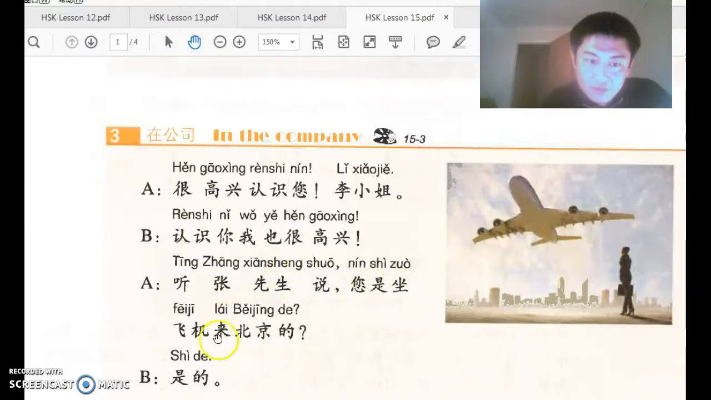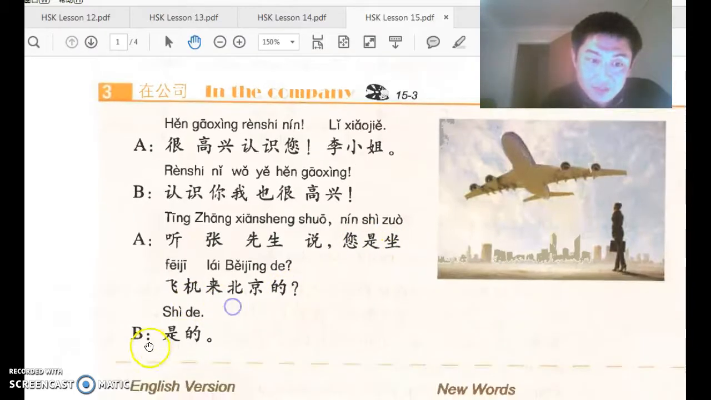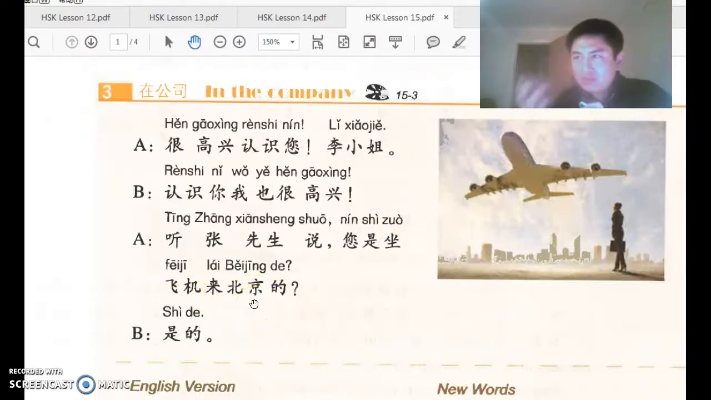您是坐飞机来北京的? It is by airplane that you came to Beijing. 坐飞机 again. B says 是的. Yes, it is. Right? So this is the 是 and 的 thing. Pay attention to that. If that's an obstacle for you to understand the sentence, you can just take them out. 您坐飞机来北京. It's pretty much the same meaning. It's just that 是 and 的 give it a bit of emphasis.